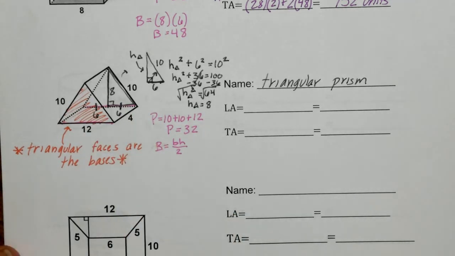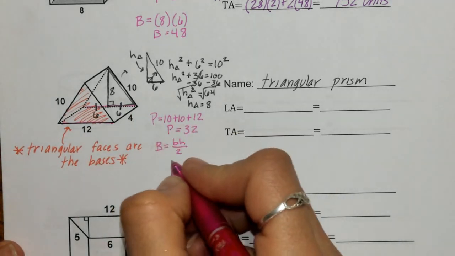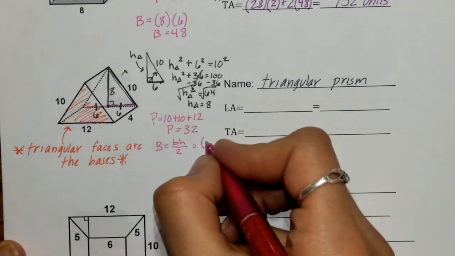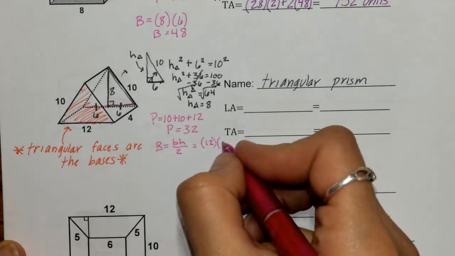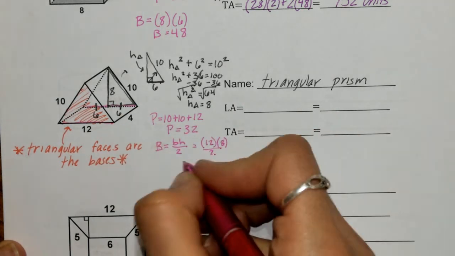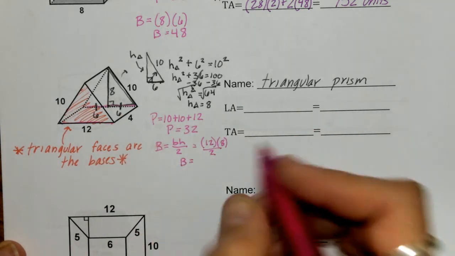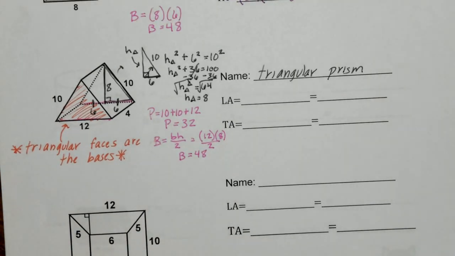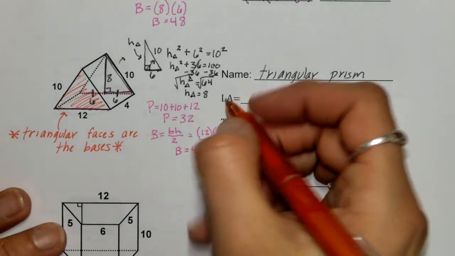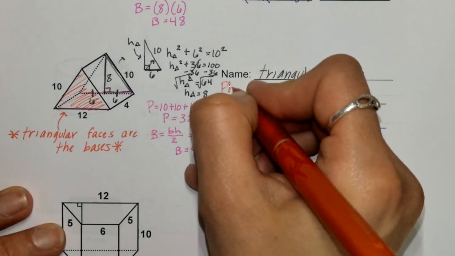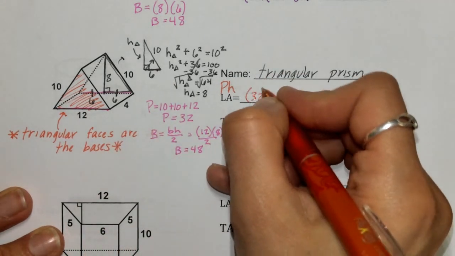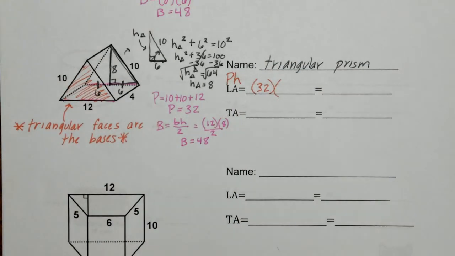So now we can find big B. Big B, we're going to have the whole base, 12, times the height we just found, 8, divided by 2. Big B is going to come out to 48. So now we can substitute in for our formulas. This is the easy part once we have everything. Lateral surface area: perimeter of base times height. Let's plug in. Perimeter of base, 32, times the height. Well, the height is actually what connects your two triangle faces.